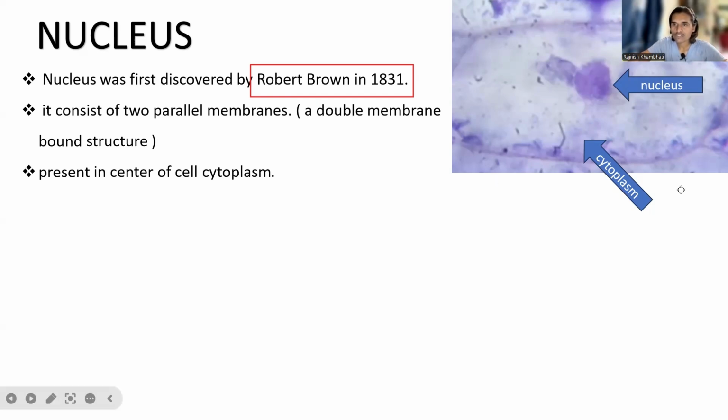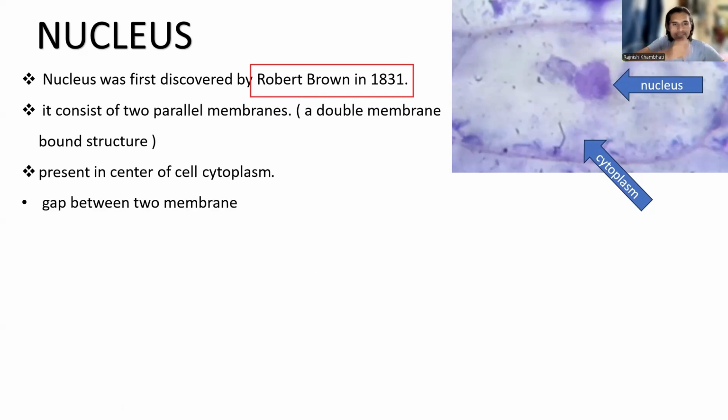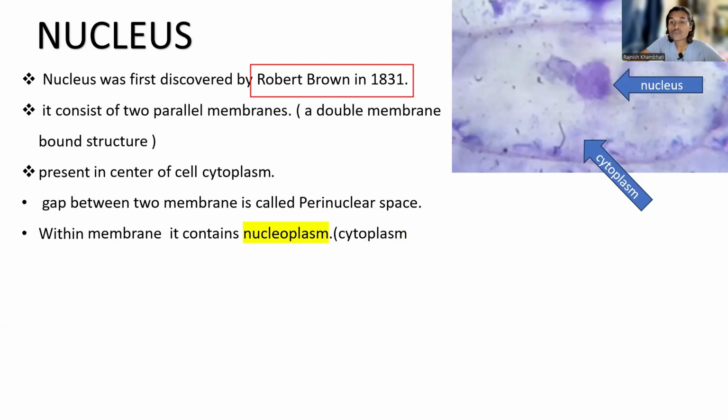Let me move this picture from here. What do you see? It's a nucleus, and the nucleus is somewhat in the center of the cell. This is the cytoplasm. There is a gap between those two membranes, which is called the perinuclear space. You will see this gap in the diagram, and I will explain it. Then, within the membrane, it contains nucleoplasm, meaning the cytoplasm of the nucleus.